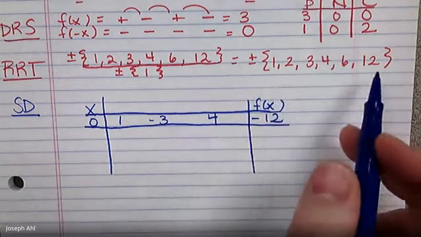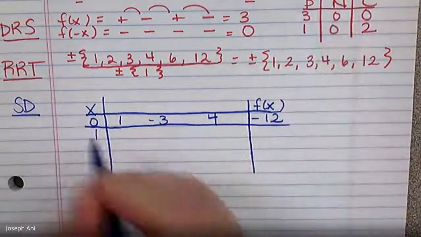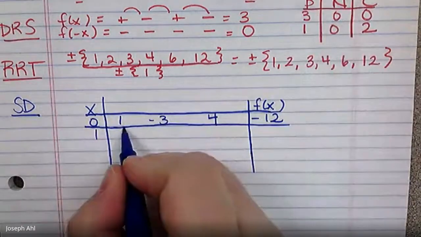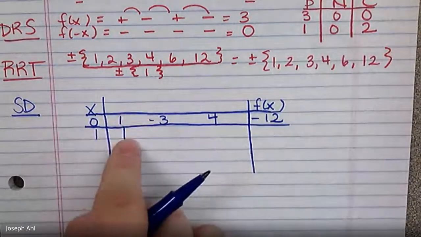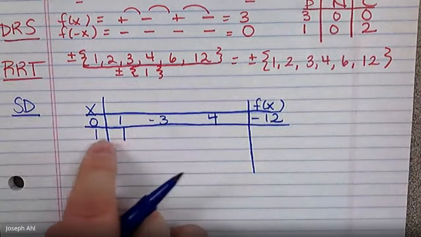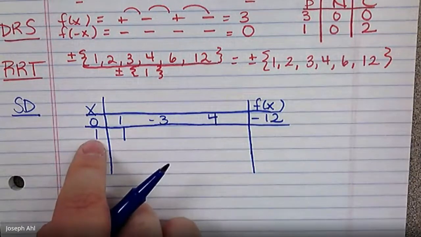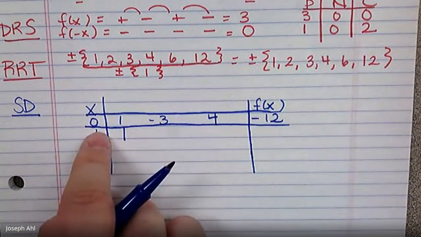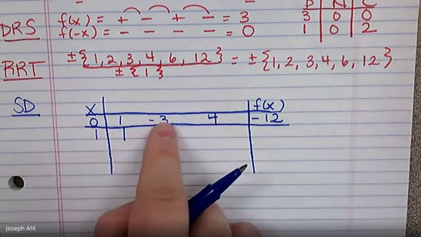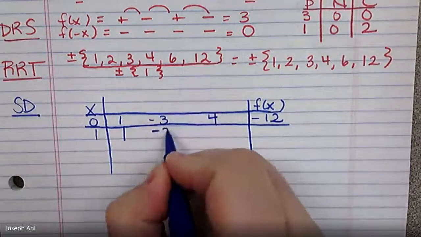I'm only testing positives from this list because of what Descartes told me. I'll start with positive 1. Why not? All right, I'm going to bring down the 1. Then we're going to multiply by the root that we're testing, same idea as what we've done leading up to this point. So 1 times 1 is 1. Usually we would write that down, but I'm just going to take that 1 and add it to -3 to get -2.